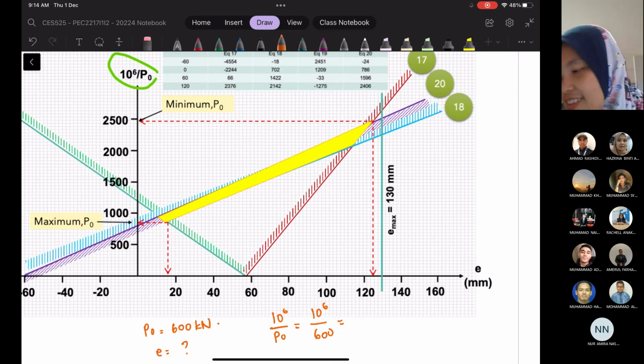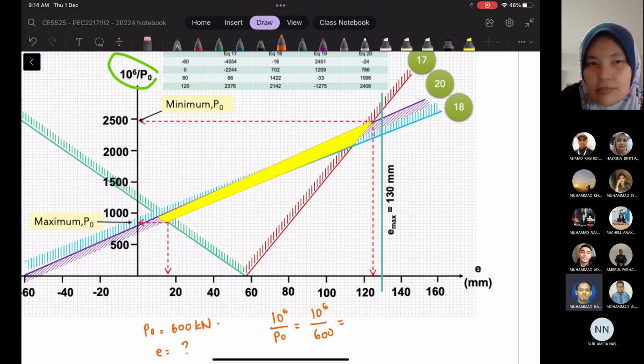Where is everyone? What is the value? If we take P naught 600, what would be the value that we are going to find from the magnet diagram? 18? 166.666, madam. 166.66, right? So let's take 1667, or approximately 1670. Right?